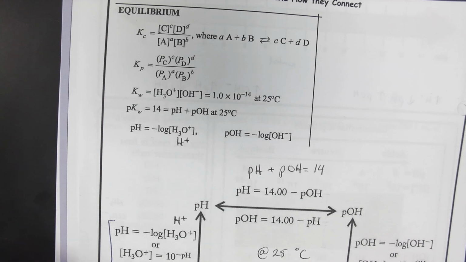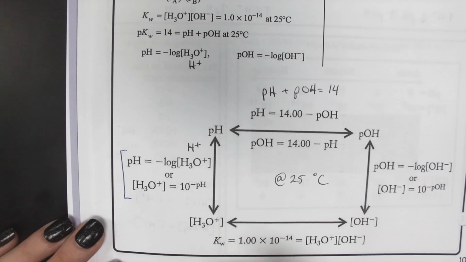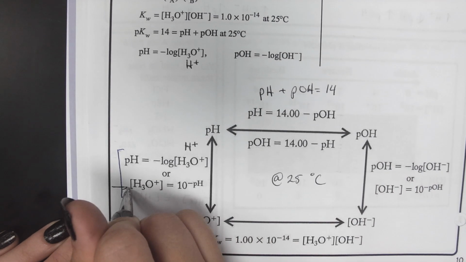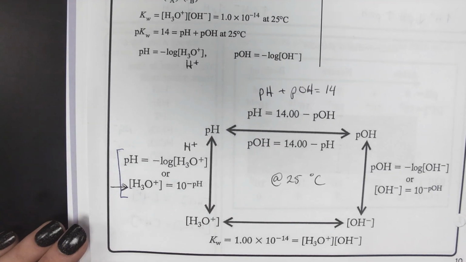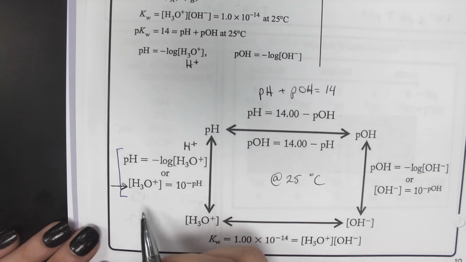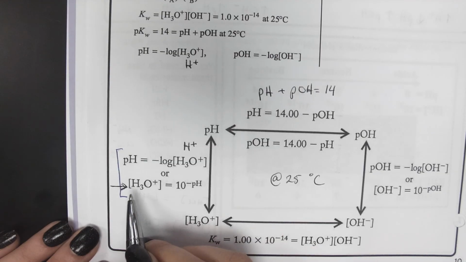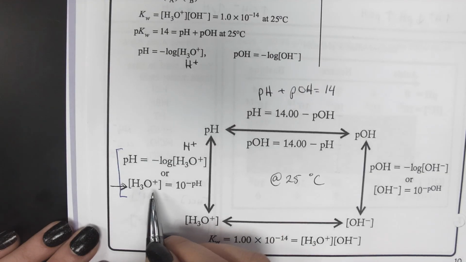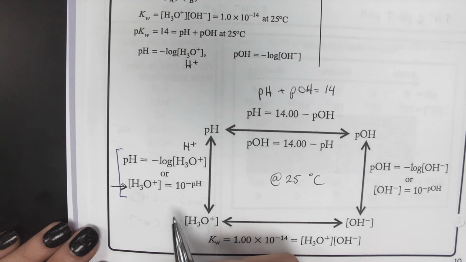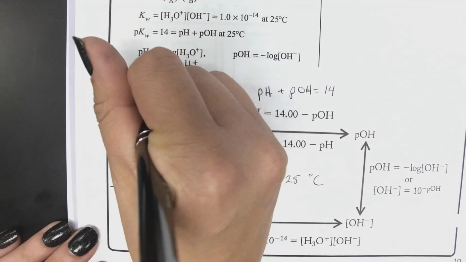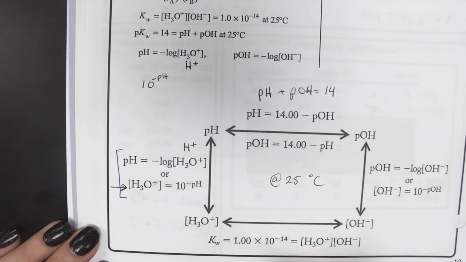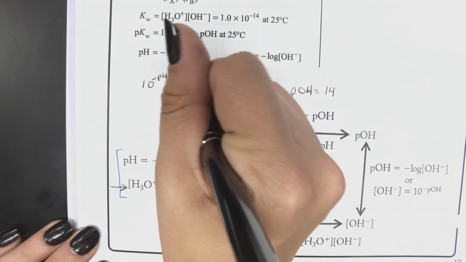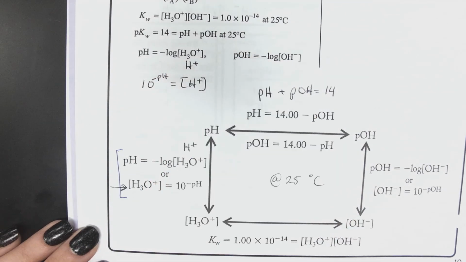Notice what is missing. And what's missing on your reference is this equation right here. Okay? So you do need to know that if you are given the pH, you can solve for the concentration. And you do that by taking 10 and raising it to the negative pH, and that will equal your concentration of H+.